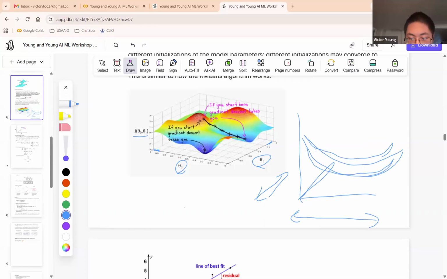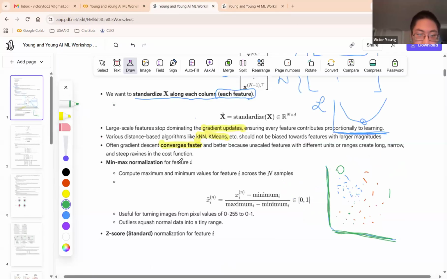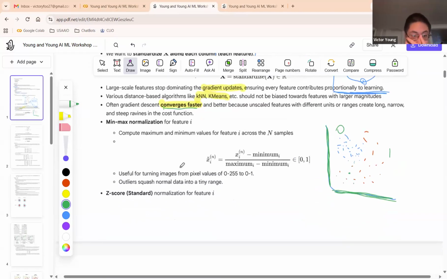And if we start right here, it'll just go down here. The problem is this axis: the gradient only really descends on this axis. It does not really pay attention to the other, which is not good. So we can see that it converges faster when they're all balanced. Okay, so we need to standardize, that's right.